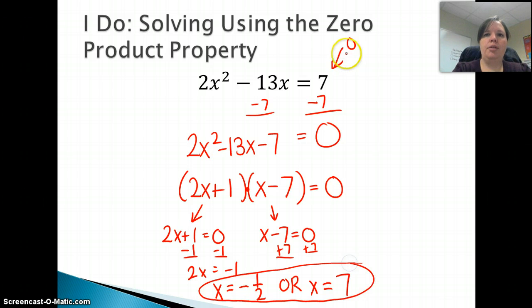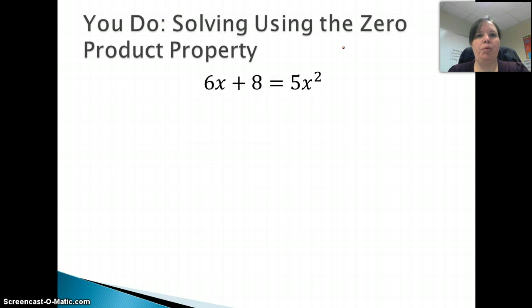So 0 is your first priority, and then factoring. So actually I'm going to give you the you do, and you can pause it and try it, and then we'll go through it. I thought we weren't going to have time, but we will. So go ahead and try this one on your own.